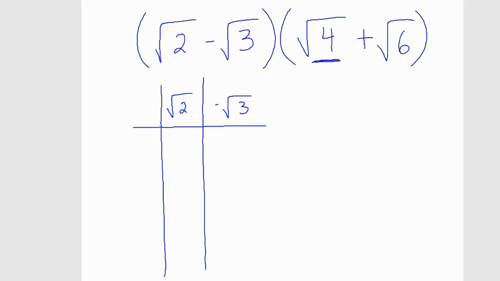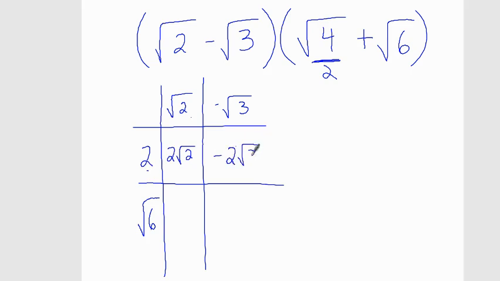Now, square root of 4 I know to be 2, so I'm going to simplify that first. I'm going to write 2 here, and then square root of 6, that doesn't simplify. And that's actually something I should point out. When we're doing this, we should simplify before we throw it in, because if we don't, we will probably need to simplify. In fact, we definitely will, and it'll make it more complicated. So we've got 2 times the square root of 2. Well, that's just 2 square root of 2. 2 times the negative square root of 3, so that's negative 2 square root of 3.